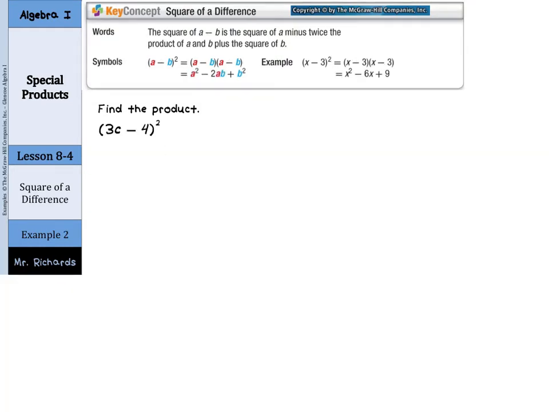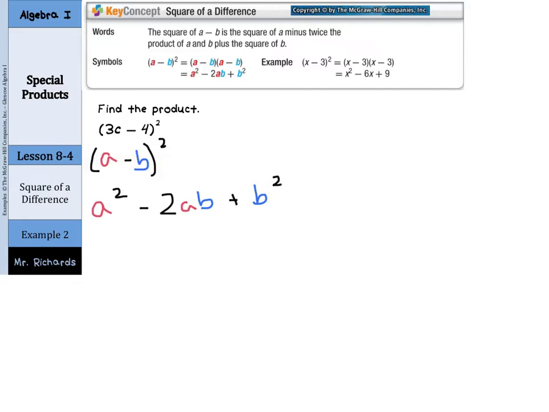Now, what about square of a difference? Well, once again, if we apply this rule, we would have our a first and then minus the b, and that's going to be squared. Our rule states a squared minus 2 times ab, and then plus b squared. That's our rule for square of a difference.